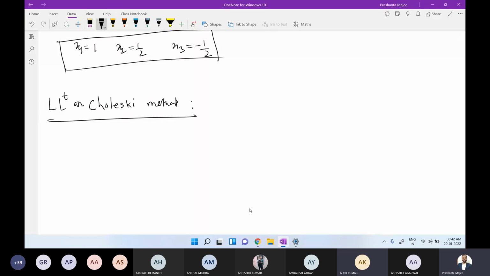So what is the sufficient condition for such a decomposition, L into L transpose? The sufficient condition for such a decomposition is, you know, the first criterion. What is that?